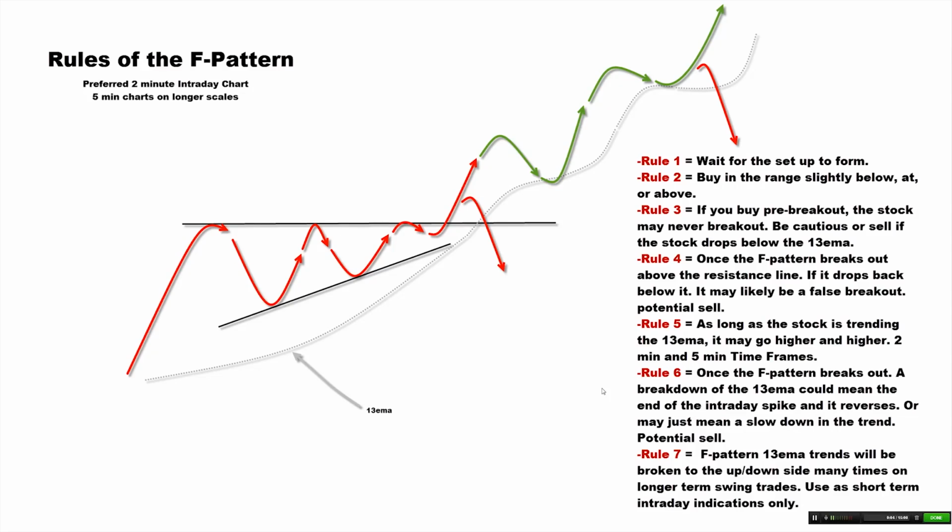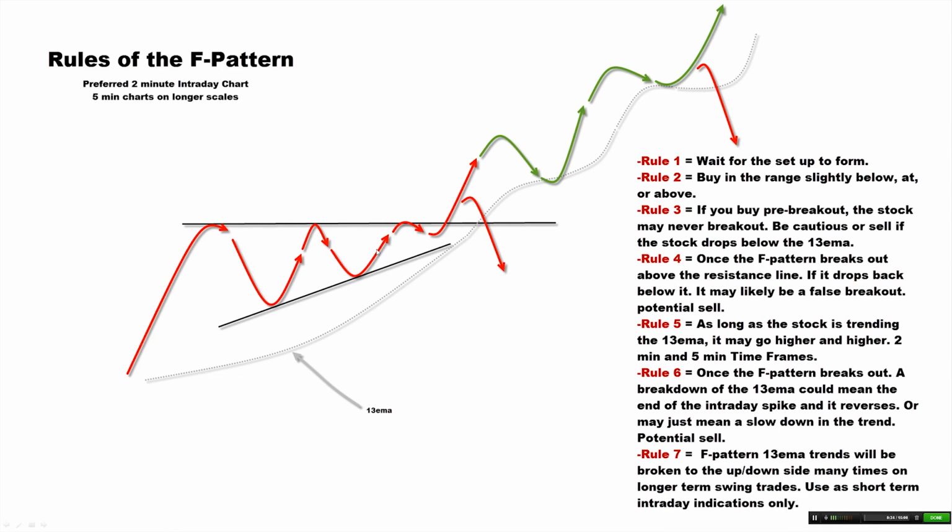If you buy the stock pre-breakout, the stock might never break out. So same thing kind of goes with wait for the pattern to set up. But like I said in rule 2, I typically like to try to get in and predict that pop. But with doing that, that stock might never get that breakout. So if that stock never breaks out, you never get that confirmation of the F pattern actually going forward.